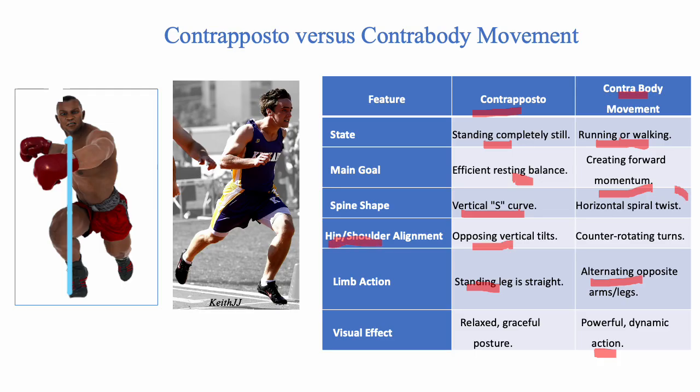With contrabody movements, we get these twists that we generally don't see in contrapposto unless it's dynamic contrapposto, then we do. And what this means is, imagine taking a wet towel, holding it vertically, and wringing it so that one hand goes in one direction and the other hand goes in the other direction. And that would be a horizontal spiral twist.